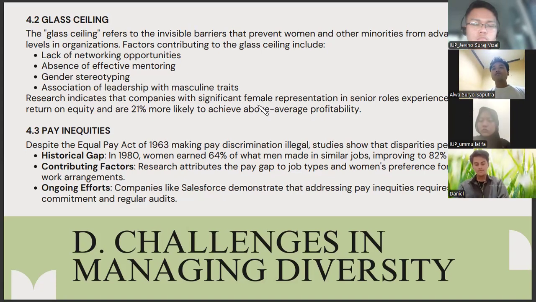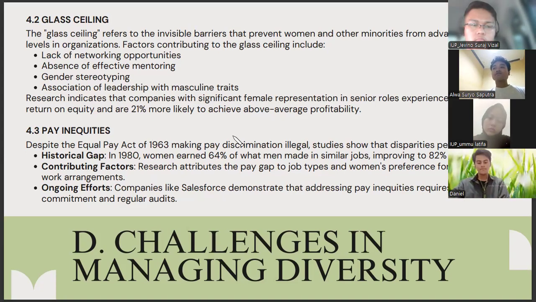The second, contributing factors. Research attributes the pay gap to job type and women's preference for flexibility in work arrangements. However, 3 to 5% of the gap remains unexplained, likely due to discrimination. The third, ongoing efforts.